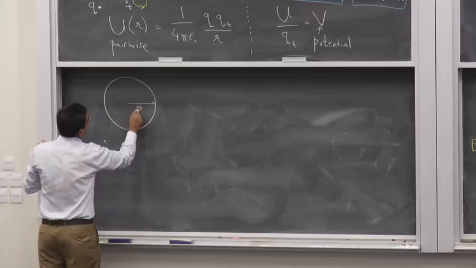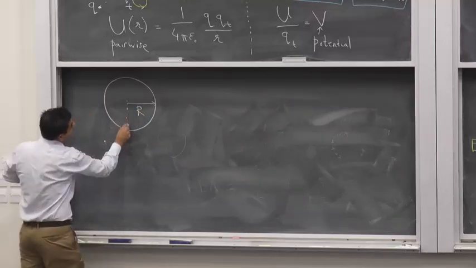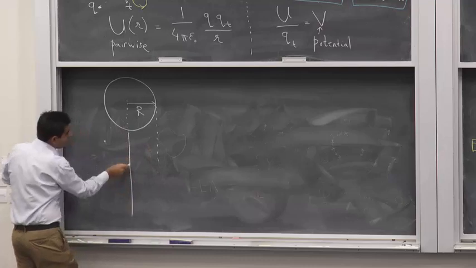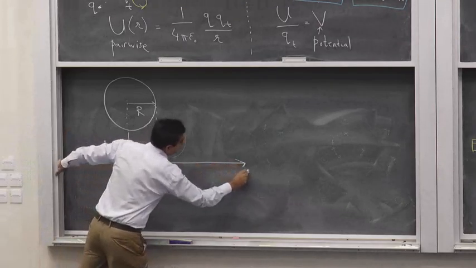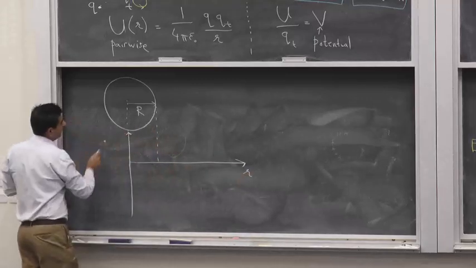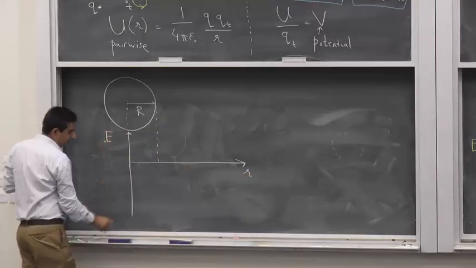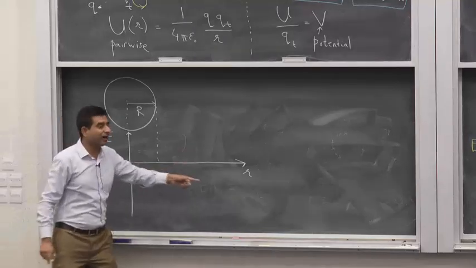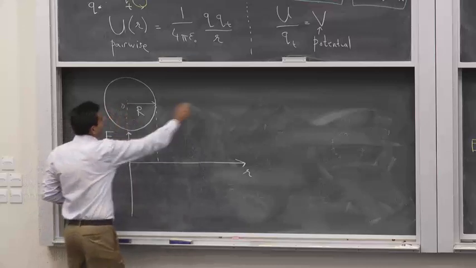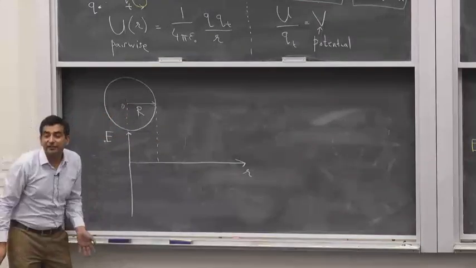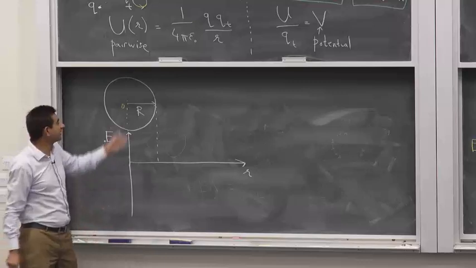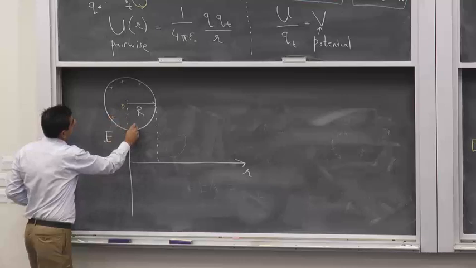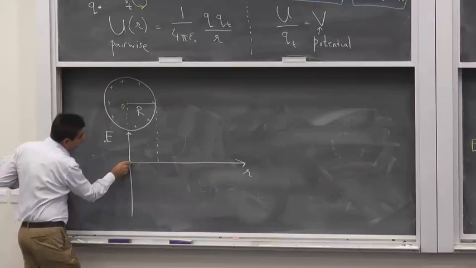This is a sphere of radius capital R. Small r. If I were to draw the electric field as a function of small r, where r goes from 0 to infinity, I know that the electric field inside is, what's the electric field inside? It's a metallic sphere, charge on the surface. What's the electric field inside? 0. So the electric field inside is 0.